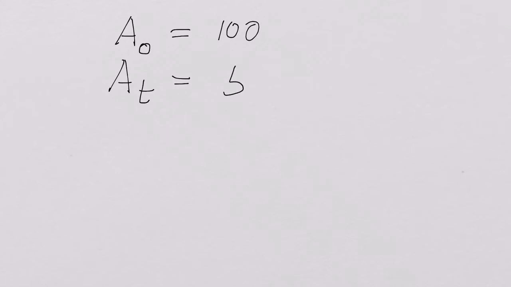For a first order reaction, let's say we have an A0, which let's say is 100, and an AT, which let's say is 50. So in this case, A0 is 2 times A at a certain time t. Yeah?